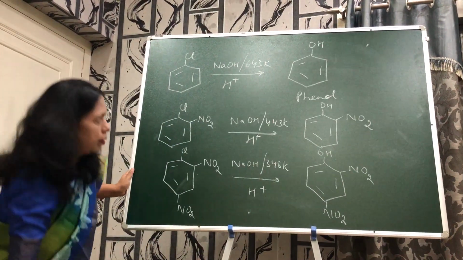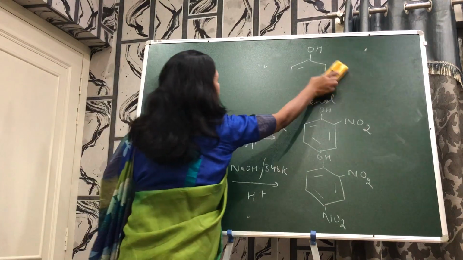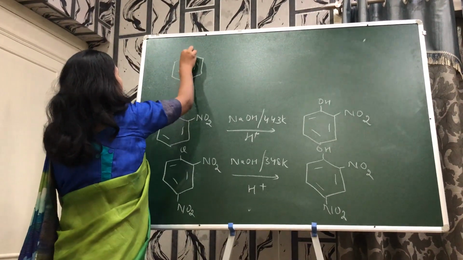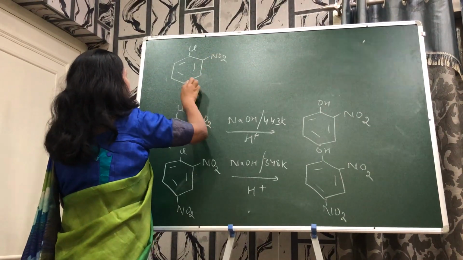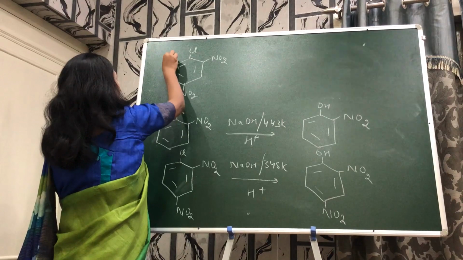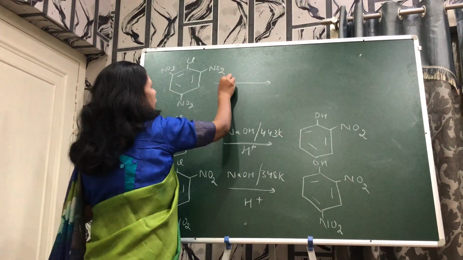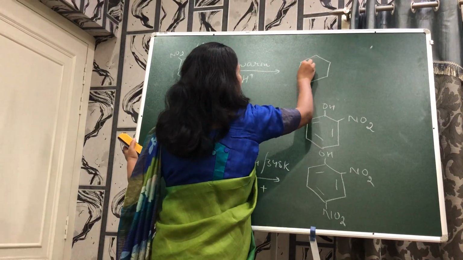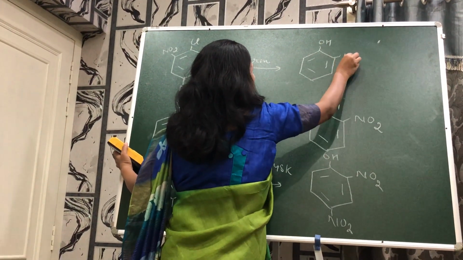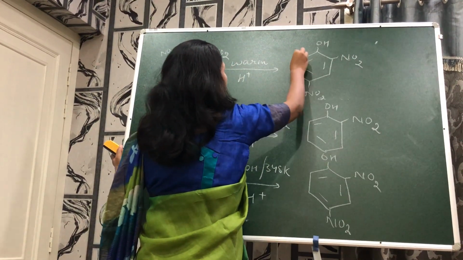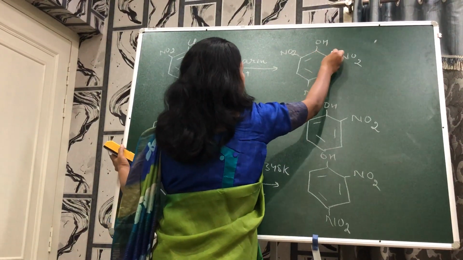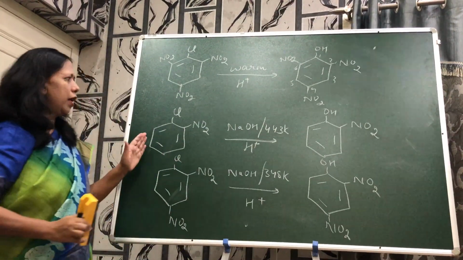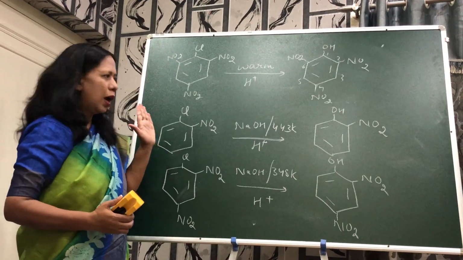If we have three nitro groups present, the reaction would require only a little bit of warming up in presence of H+ to give, let us number it 1, 2, 3, 4, 5, 6, 2,4,6-trinitrophenol. So we see here that the nucleophilic substitution reaction is a bit difficult in this case.